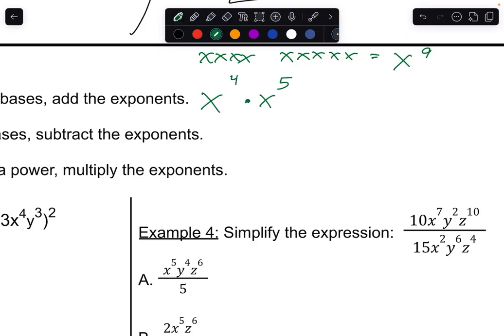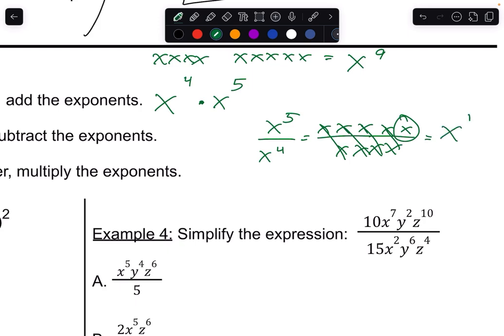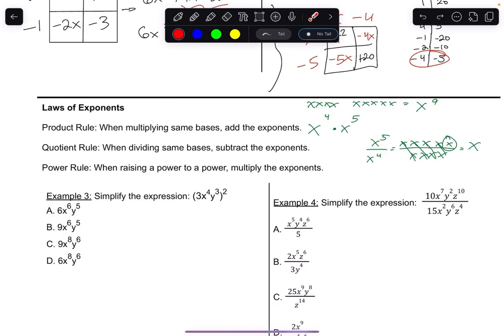Now the shortcut is just saying, hey, you could have just added 4 plus 5. Great. Amazing. Awesome. Same thing with division. If you wanted to do that same idea, x to the 5th divided by x to the 4th. 5 x's on top, 4 on bottom. You would notice that they have some x's in common, and you have only 1 x left over. Your answer would be just x. Or you could have also subtracted these two to get there.